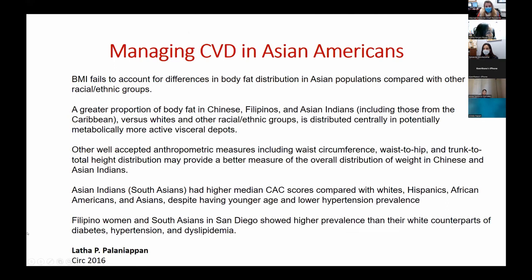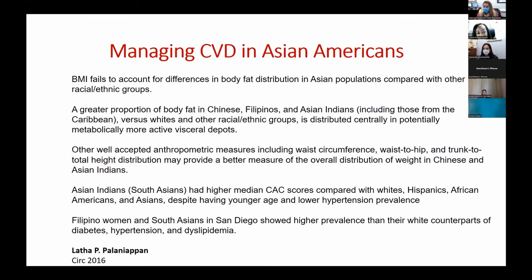So just a quick little summary on managing CVD in Asian Americans. BMI fails to account for differences in fat distribution. There is a greater proportion of body fat in the Chinese, Filipinos, and Asian Indians, including those who are relocated or living in the Caribbean, compared with whites and other racial groups. And this is an independent risk factor.